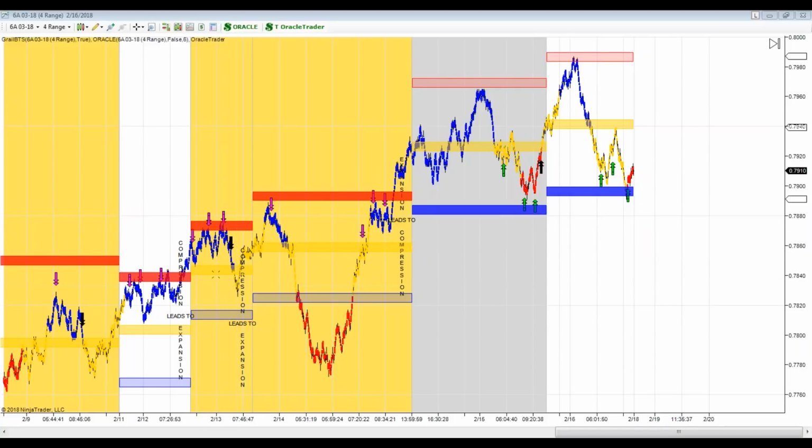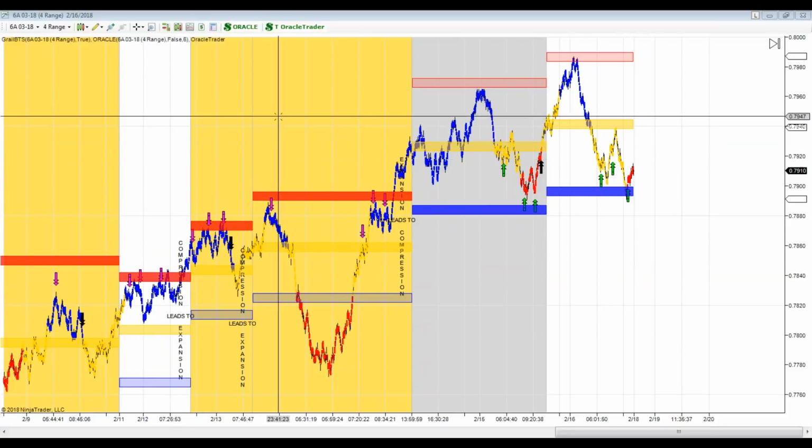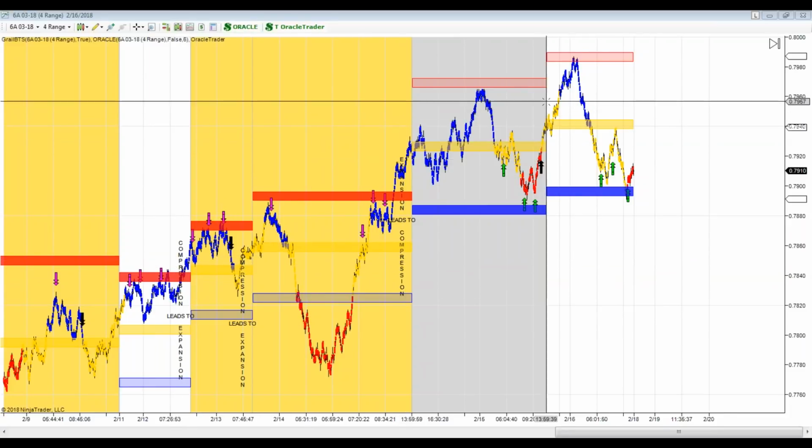Going back to Tuesday, we had a couple of short entries up in here for a very nice gain. And then Monday was a pretty compressed day. Not a lot of movement, but still profitable from the standpoint of the entries. So again, that also demonstrates the Oracle Trader works in conjunction with the Oracle indicator very nicely.